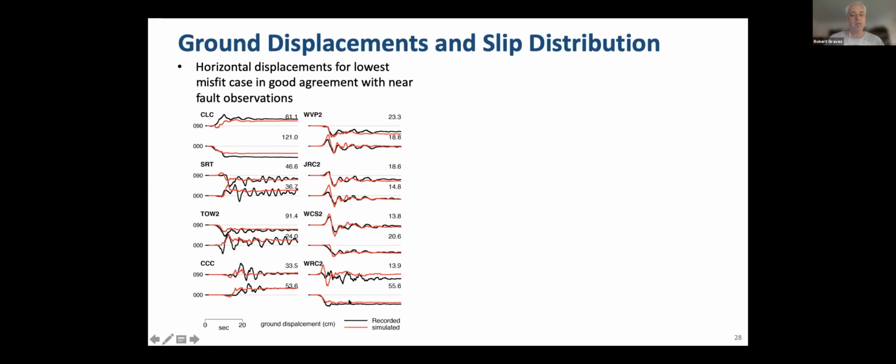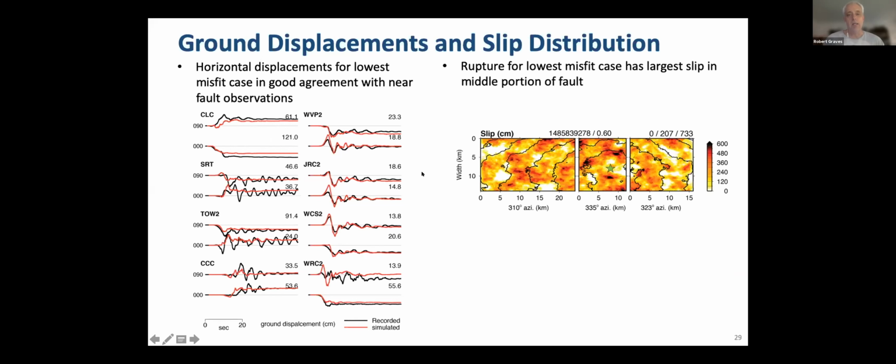And you can see that we're actually matching the displacements, the final static displacements, even at these basin sites, rather nicely. The one site we underpredict a little bit here is this near fault site, CLC. So this is a case where we're still not matching the details, but overall, pretty good. Now, the rupture in this case is shown here on the right. It has the largest slip, these largest slip asperity.